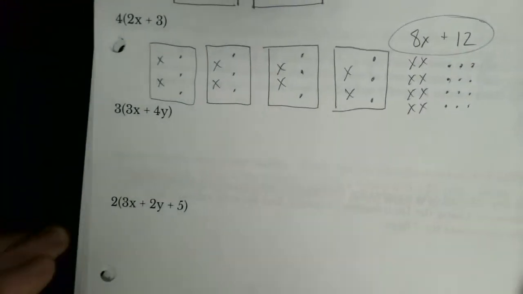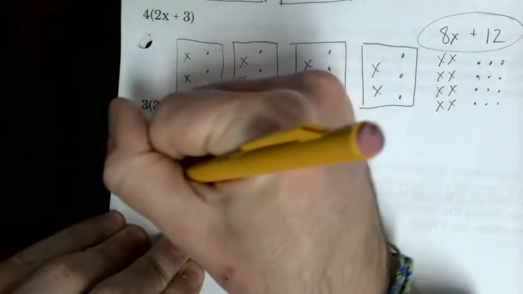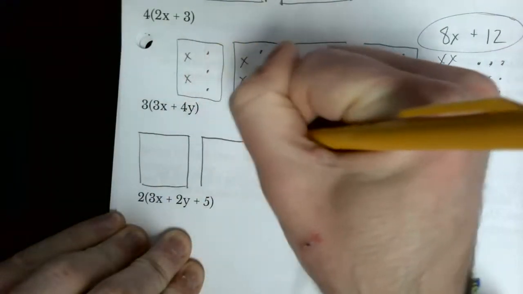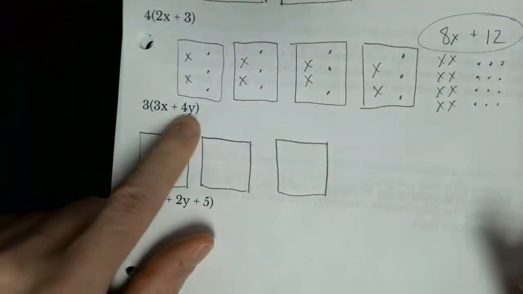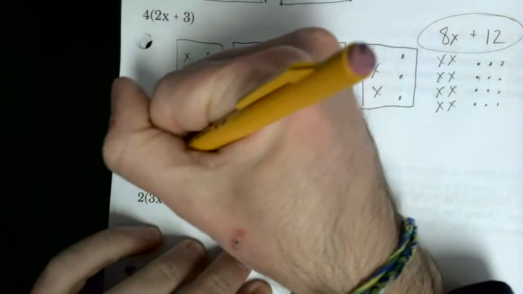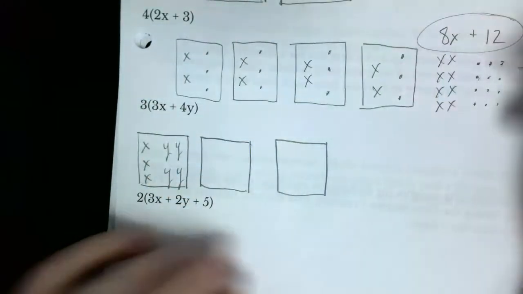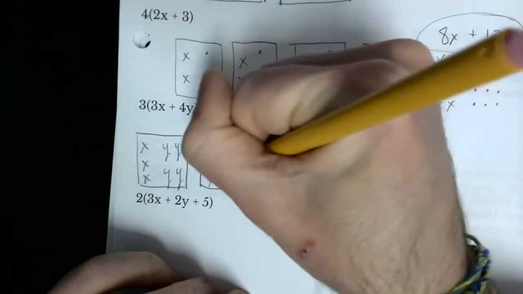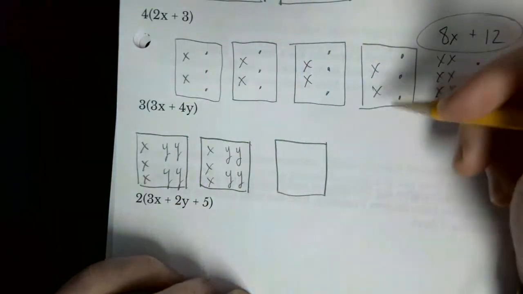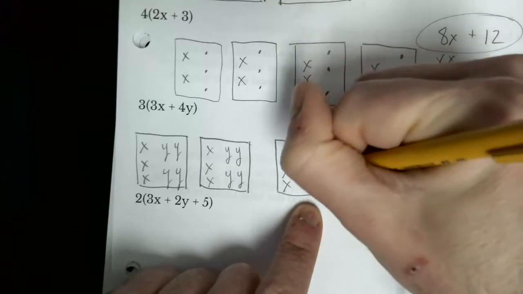All right, let's try this next one here. We got 3 groups of 3x and 4y. So I'm going to draw 3 groups. In each group, I'm going to put 3 x's and 4 y's. 1, 2, 3, and then 1, 2, 3, 4. So I got 3 x's and 4 y's per group.